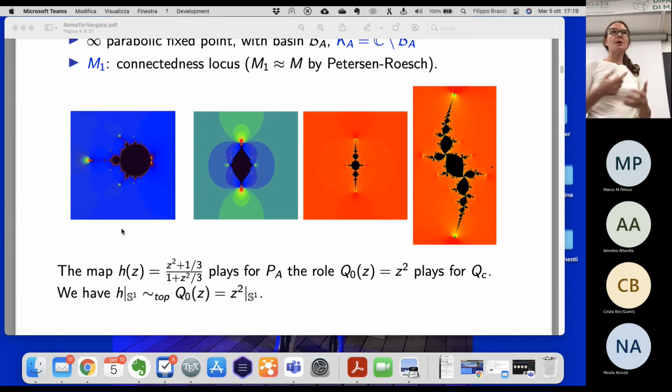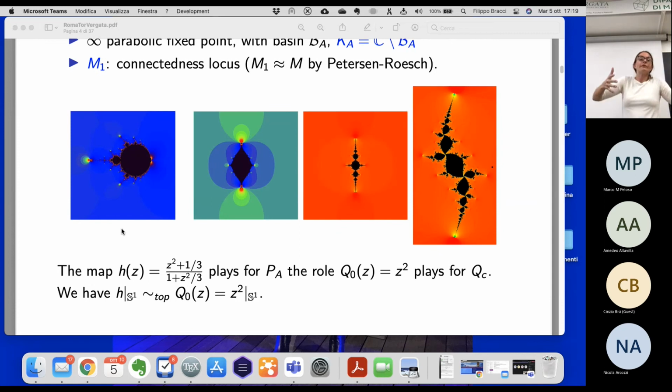And also in this case, we have a conformal model for the dynamics outside the filled Julia set. We read that in this case, the conformal model is given by the map Q_0 of zeta squared, while here it is given by the Blaschke product H of zeta, squared plus 1 over 3 zeta squared plus 1. And these two maps are topologically conjugated on the unit circle. This is to say that the dynamics on the boundary of the filled Julia set, if it is locally connected, is the same topologically. Okay, this will be very important later.